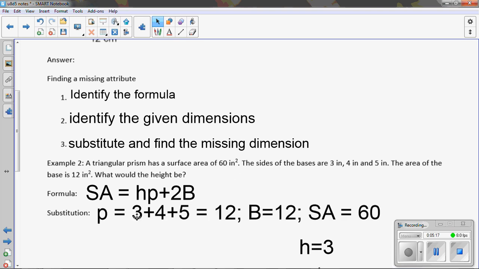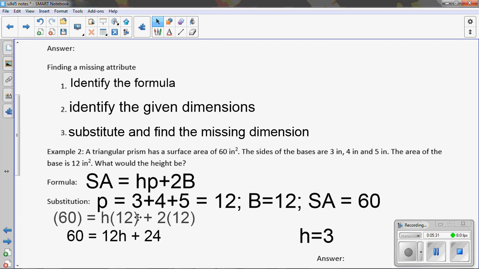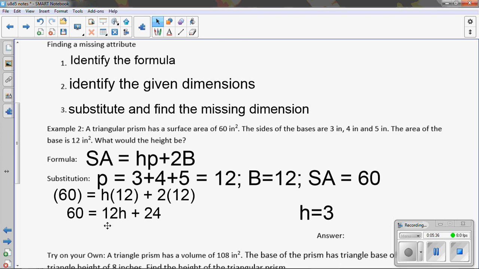What would the height be? So we know that the perimeter is 3 plus 4 plus 5, because that's the sides of the base. So that's 12. The area of the base is 12, and the surface area is 60. So that's what I'm going to plug in to find h. Okay? So I go ahead and simplify, 2 times 12 gives me 24. I'm going to subtract 24 from both sides, and I get 36 equals 12h. Divide both sides by 12, and h equals 3. So my answer is 3 inches for the height.